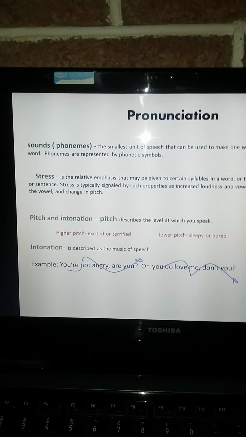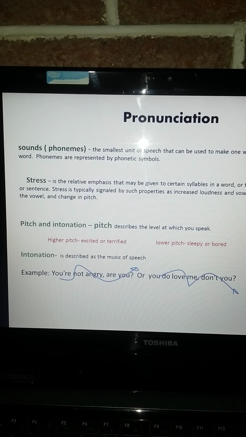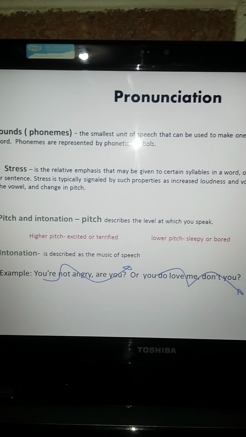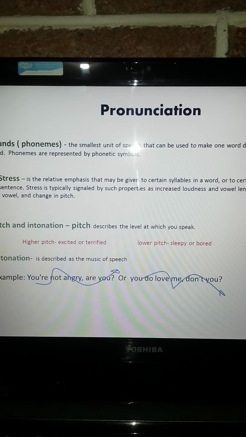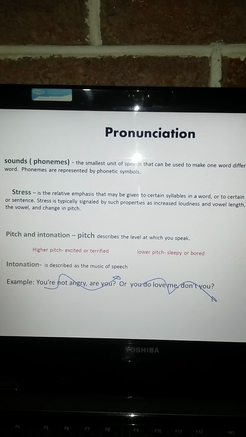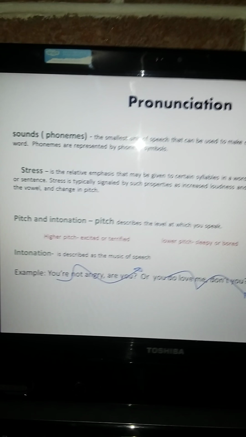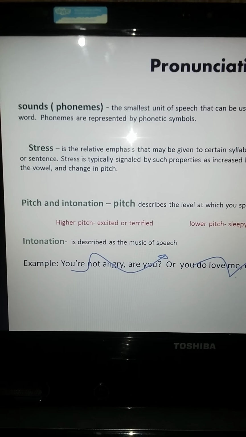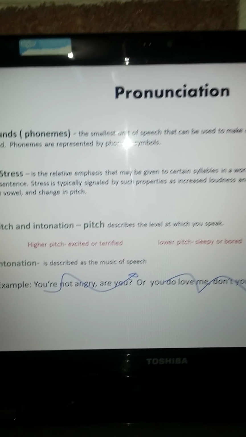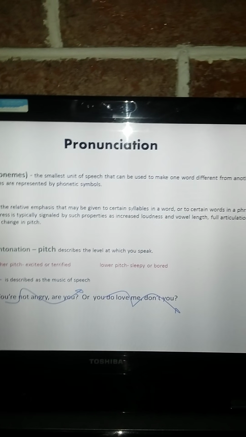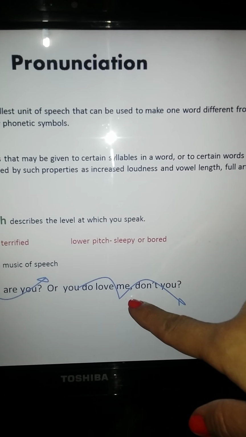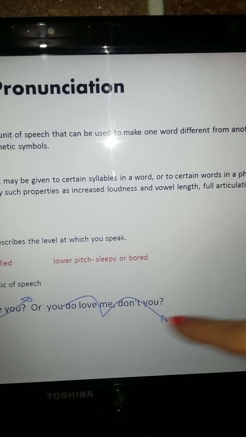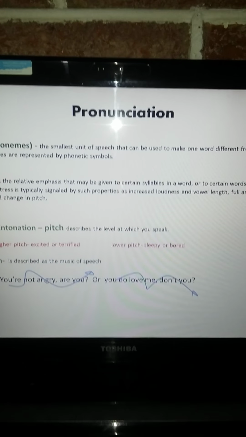And intonation is described as the music of speech. Here we have an arrow, and that's the pitch we have to use to give the correct emphasis to the sentence. For example, you're not angry, are you? You can notice that with not angry, we say it a little bit higher, and with are you, we use a lower pitch. And then the next one, you do love me, don't you? Do you love, we use a higher pitch, and don't you, we use a lower pitch.